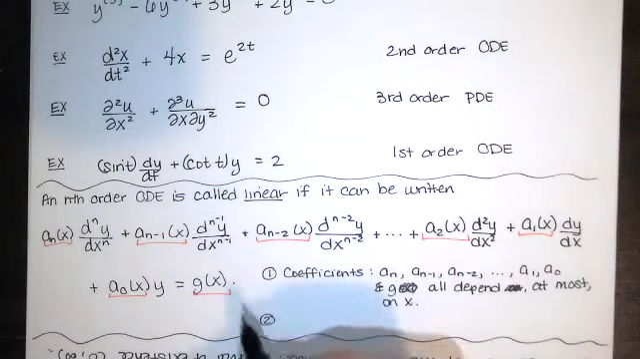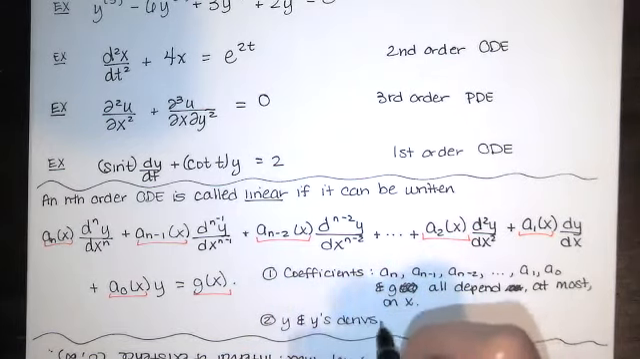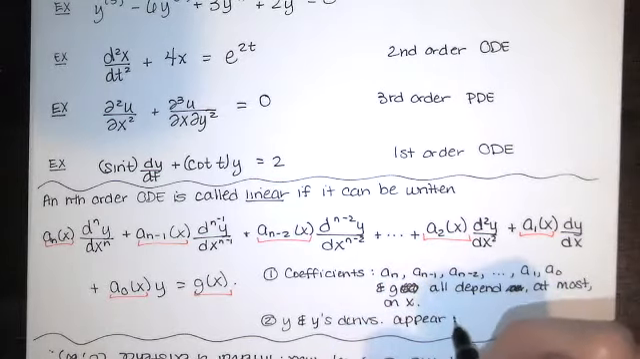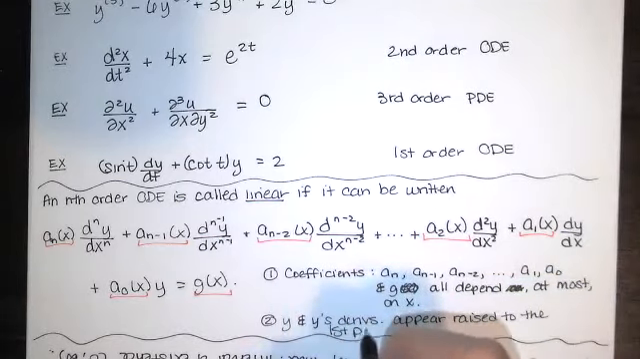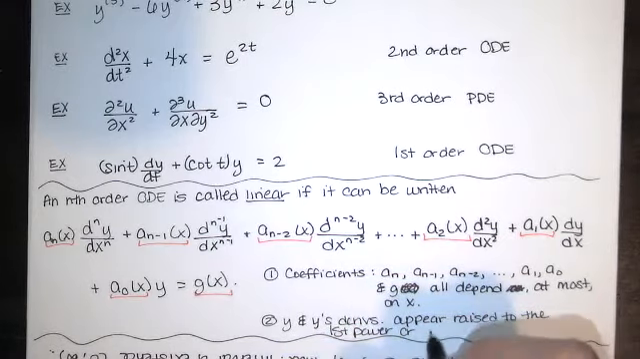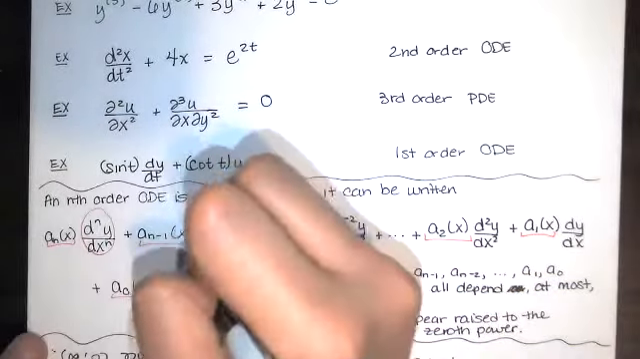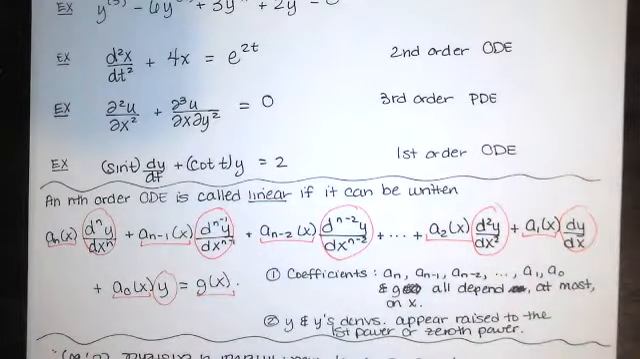Also, y and y's derivatives appear in the differential equation raised to the first power or not at all. So let's say the zeroth power, so they don't appear in the equation at all. So this is raised to the first, this is raised to the first, this is raised to the first. All of those derivatives and y itself are all raised to the first. If that's true, then you've got a linear differential equation.